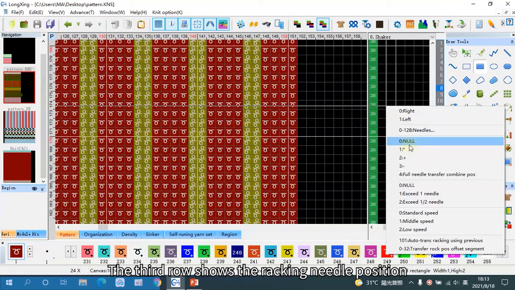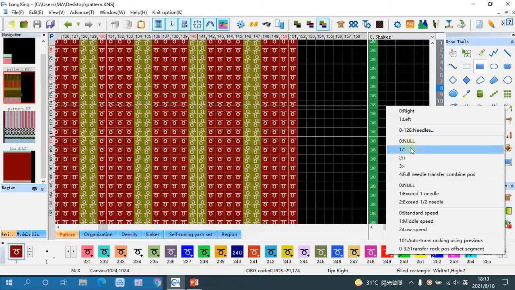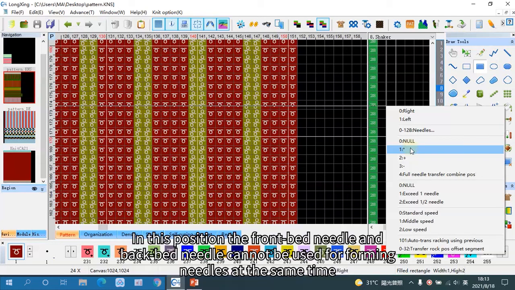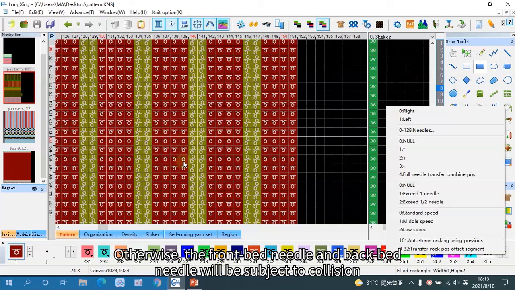The third row shows the racking needle position. Generally, during knitting, the default needle position is needle tooth alignment. Color 1 is the ester position, which is the needle alignment position. In this position, the front bed needle and back bed needle can't be used for forming needles at the same time, like color 3 and color 10. Otherwise, the front bed needle and back bed needle will be subject to collision.